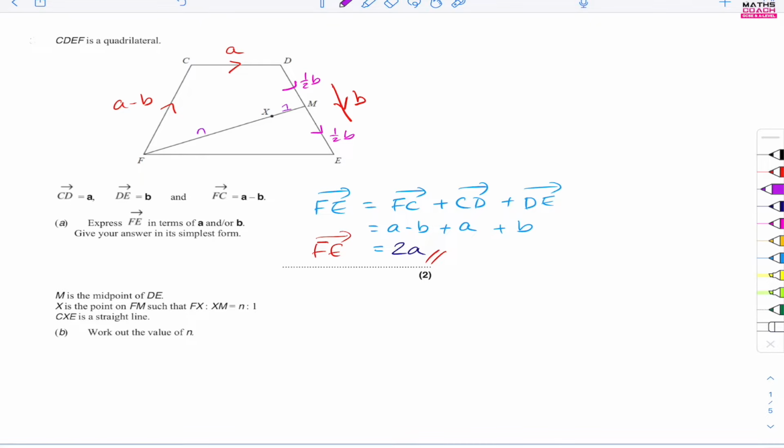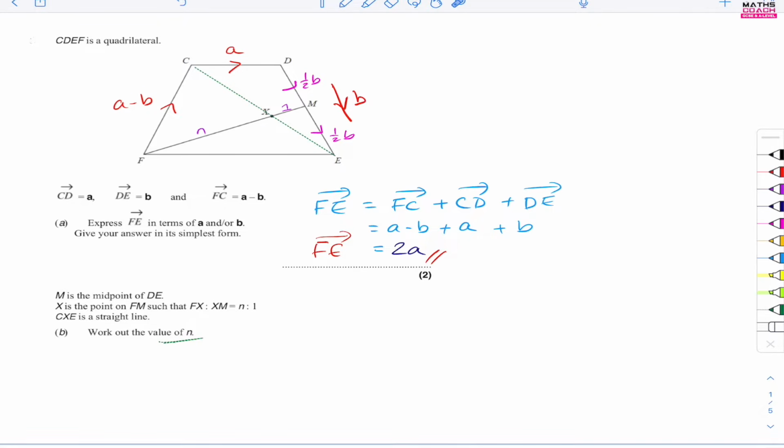Okay. So it says that CXE is a straight line, and CXE is from there to there. So let's draw a straight line in there. So let me do that, going through X. There's our straight line. Okay, we'll see how we can use that in a bit. And it's asking us to find the value of N.